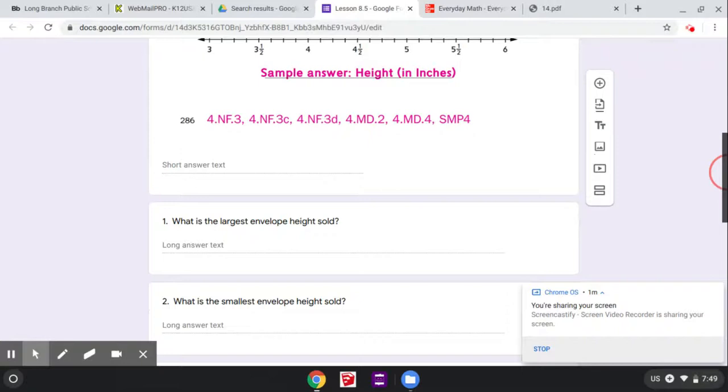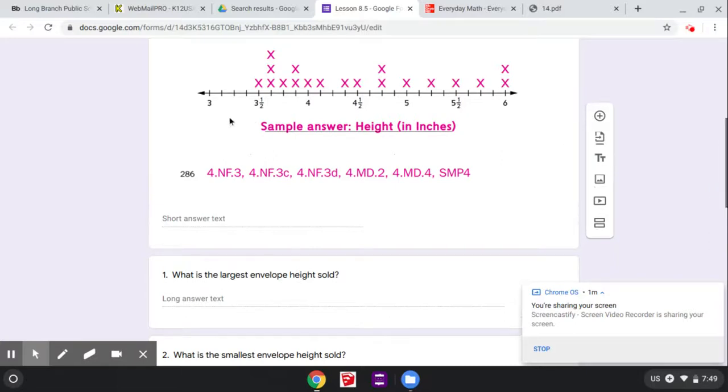For number two, what is the smallest envelope height? Okay, so the smallest is the 3.5 or 3 and 4/8. I just thought it might be easier if you change the halves to 4/8, so that way you can see from 3 to 4 are 8/8.